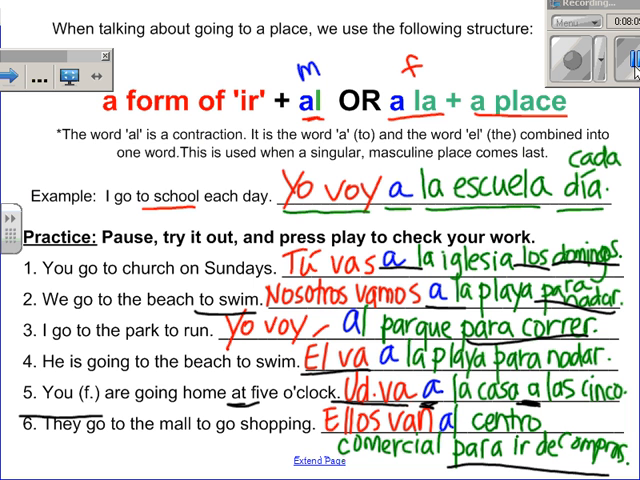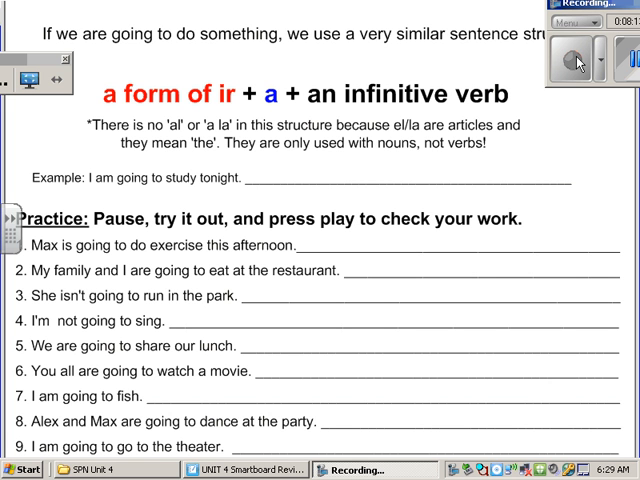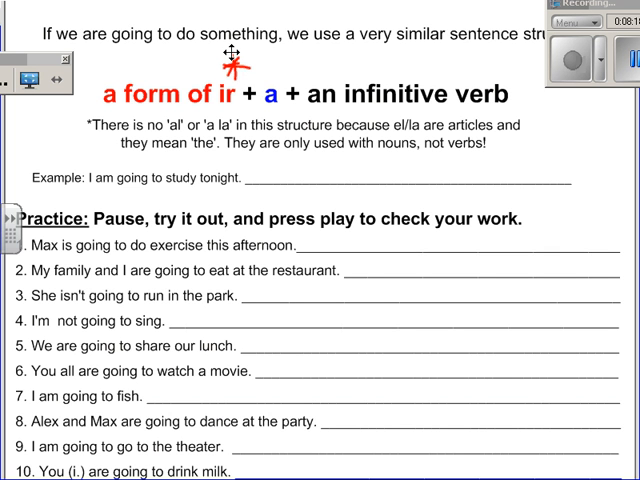It is for our fluency. If we are going to do something, that is a very similar sentence structure. You notice that we still use a form of ir. So voy, vas, va, vamos, van. We still use the word a, I am going to, and then we have an infinitive that comes afterwards. And again, we reviewed those yesterday. They end with AR, ER, or IR, right? So there is no al or a la inside of these sentence structures because el and la are articles, they mean the word the. They're only used with nouns. So when we have a place at the end like el parque, the park, that's a noun. But when I use an infinitive, I don't have an article.